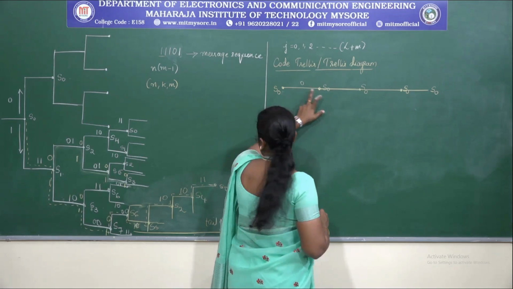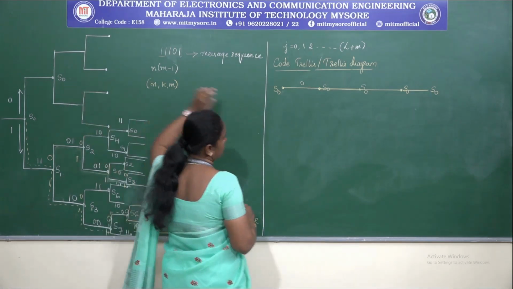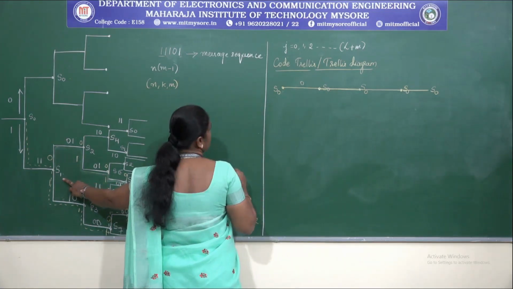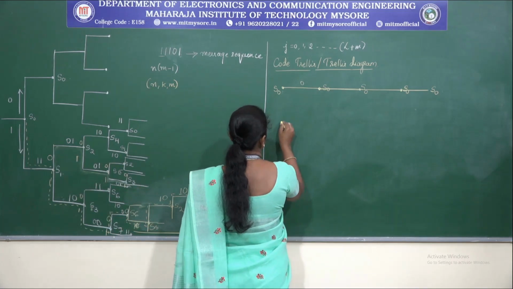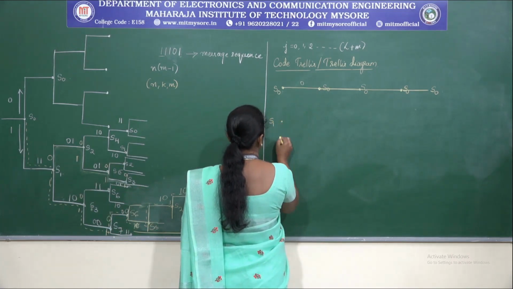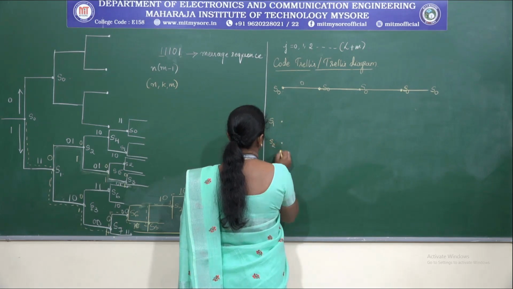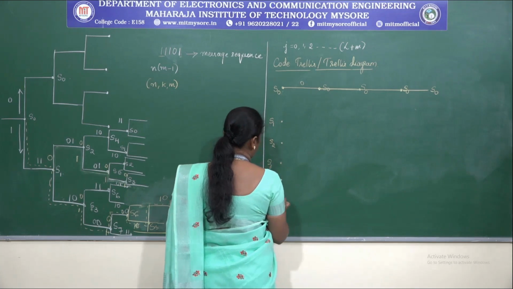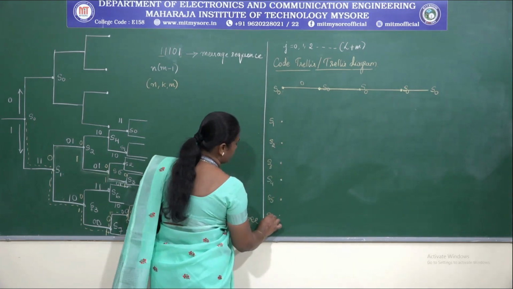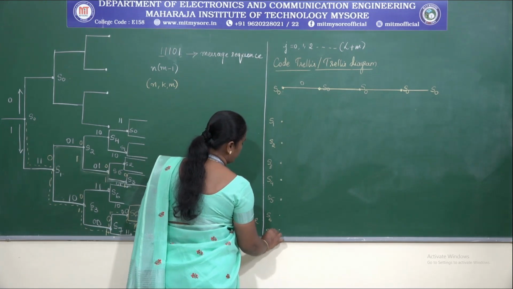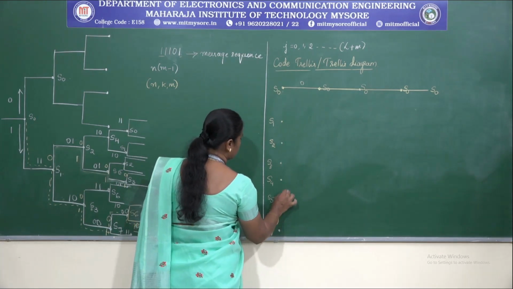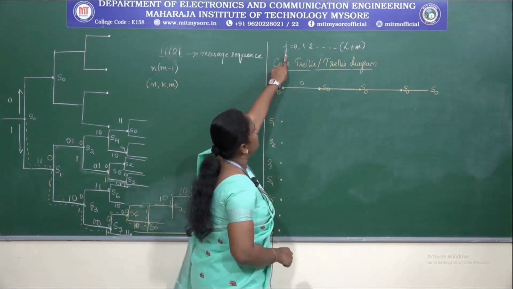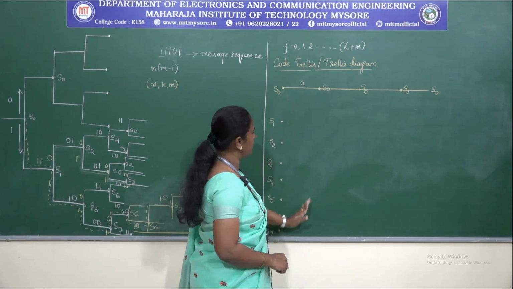So S naught with input 0, where is it reaching? It is reaching the S naught state. Now S naught with input 1, where is it reaching? It is reaching S1. So let us consider that we have S1, S2, S3, S4, S5, S6 and S7. Okay. So these are the states that we have, that is 7 states. So this is for j is equal to 0, that is for the first branch.